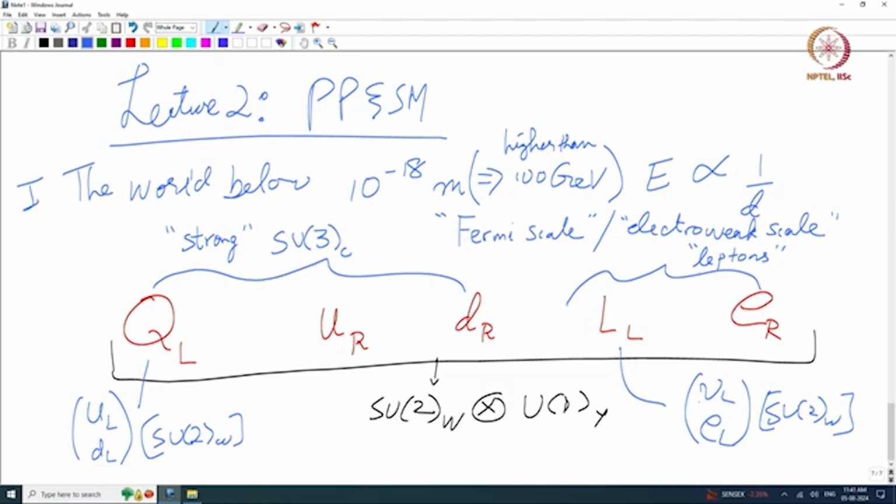Now, that is not all, because what I have written down here, these are just the matter fields. Why matter? Because these are the fermions of the theory. These are the fermions making up the Standard Model, okay.